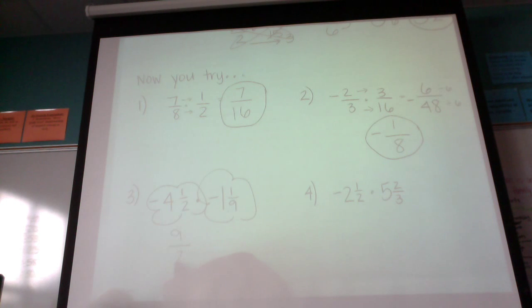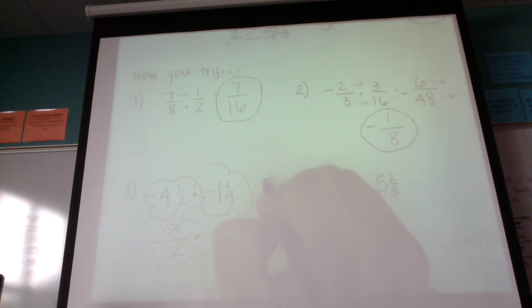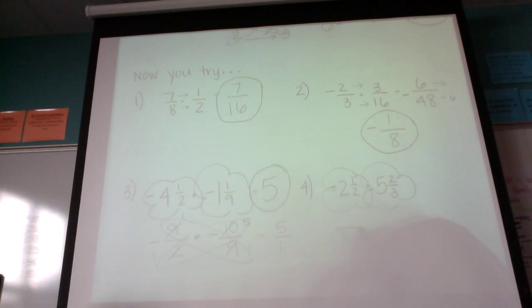Popcorn those. 2 times 4 is 8, plus 1, 9 halves, that's a negative, times 10 ninths. If I'm going to cross simplify here, oh, those are going to end up canceling out to be 1. I can divide both of those by 2. So my answer is going to be +5/1, or just 5. Last one there, popcorn. Negative times a positive, my answer is going to be a negative. So that's going to be -5 halves, 17 thirds.